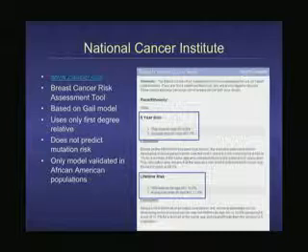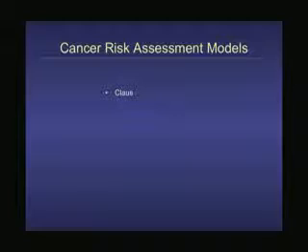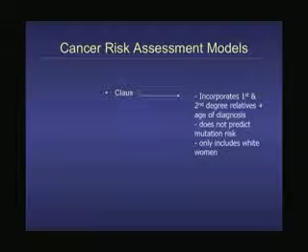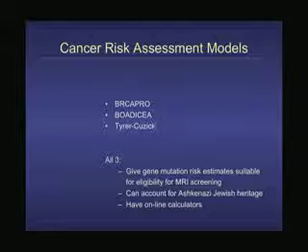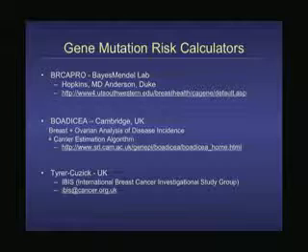But the thing is, it only uses first-degree relatives. It doesn't count any of those second-degree relatives. It doesn't count ovarian cancer, okay? The Claus model is okay, but again, it doesn't predict mutation risk. Only these 3 actually give you that mutation risk and have online calculators, and I've just given you the references if you want to refer to those at a later time.